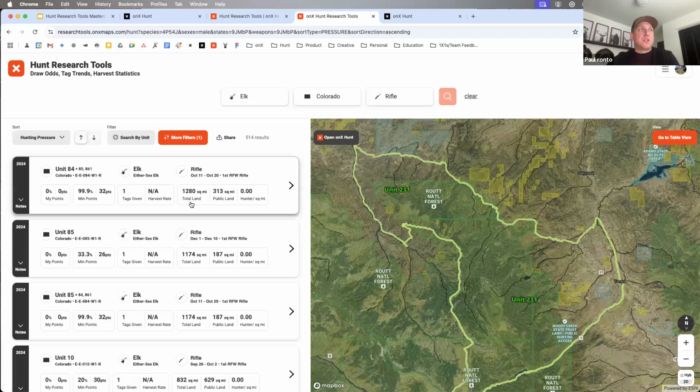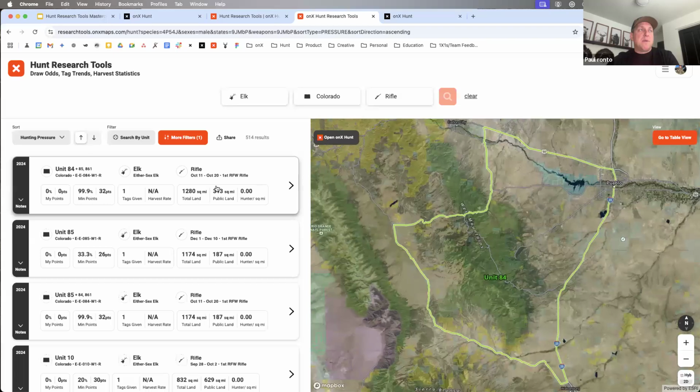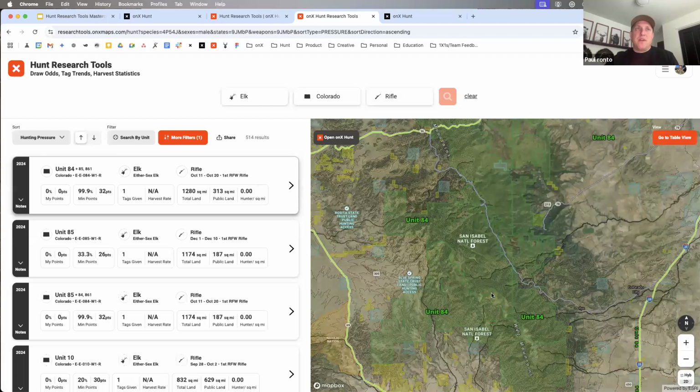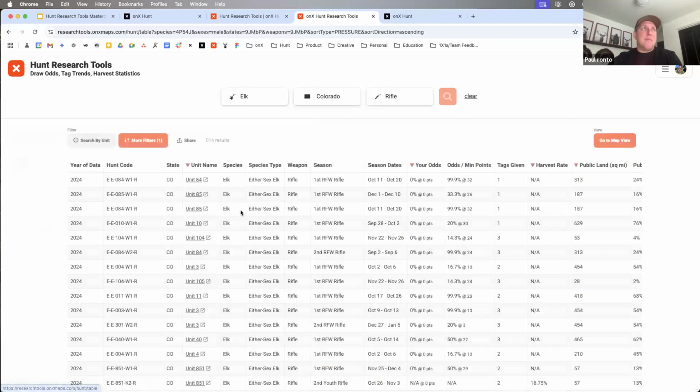If you want low pressure, you can obviously sort low to high by that. And you can see, again, this unit had only 1 tag for 1,200 square miles, 300 square miles of huntable terrain, very low hunt pressure in unit 84, probably all up here in the San Isabel Forest. So that's what all this data means. And all that data is the same here on table view.